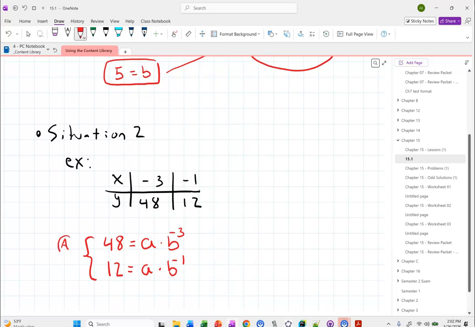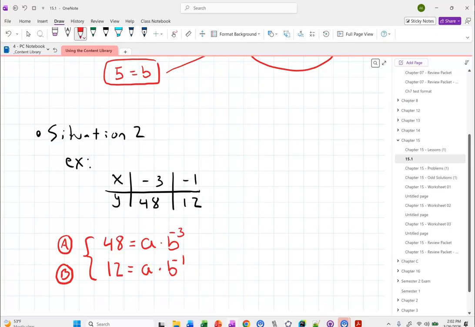I'm going to refer to the first equation as equation A, and the second equation as equation B, just so that I have a way to write down some work on my paper so you guys understand what I'm doing. You don't have to name them anything. That's what I'm going to name them. Everybody's okay?